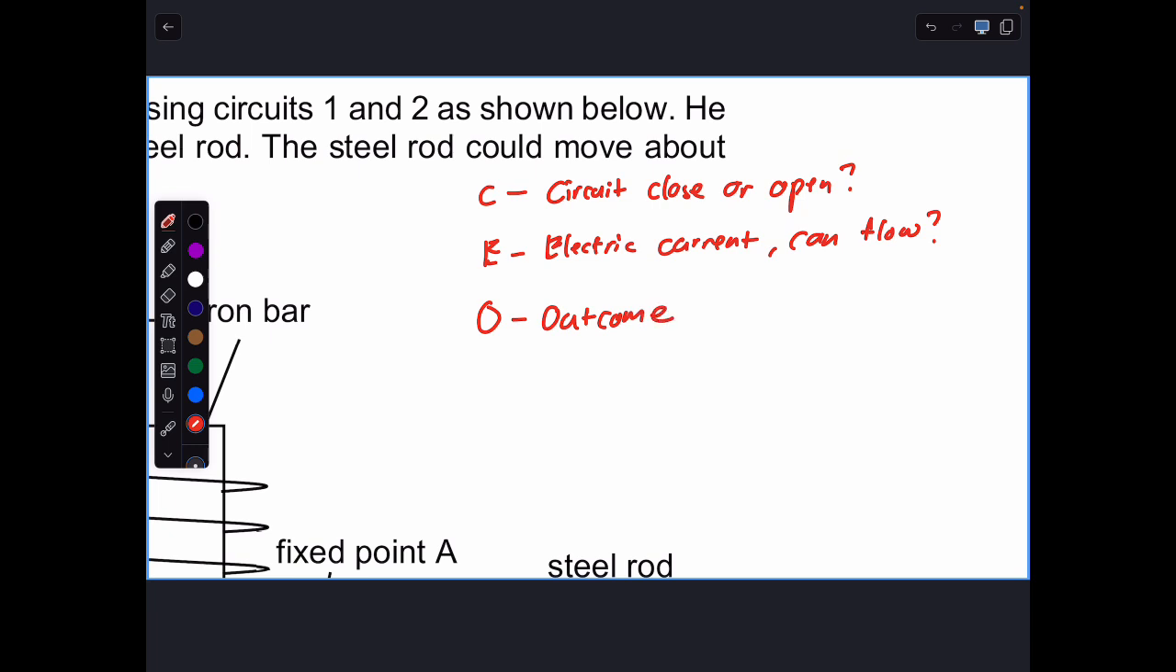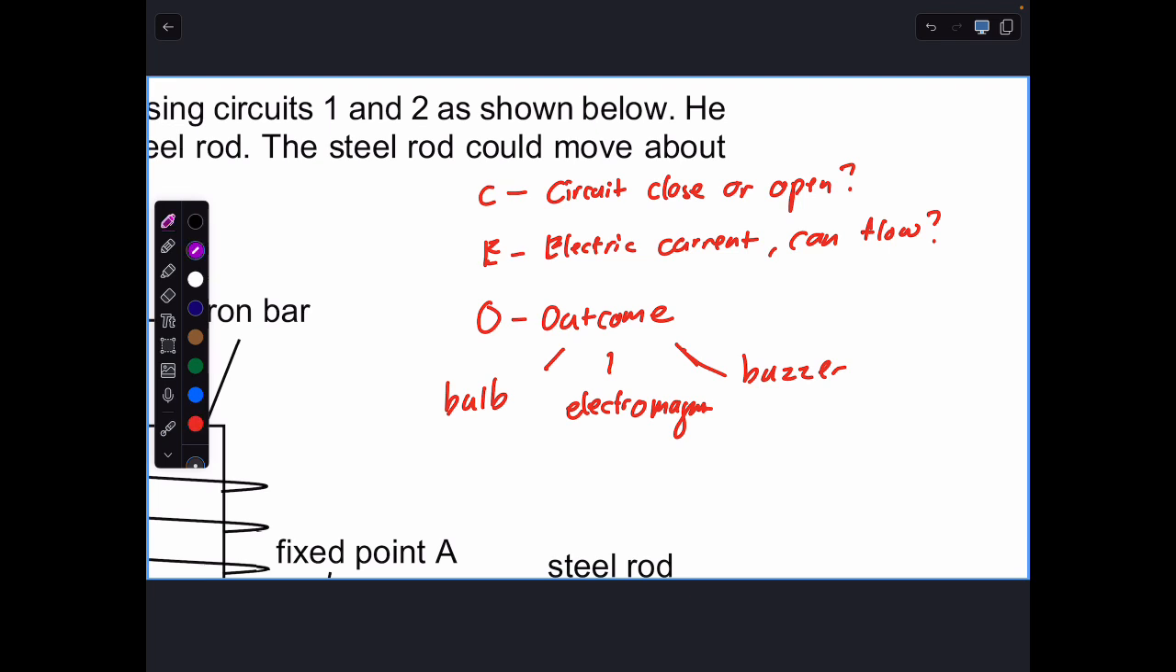Now the outcome usually has three possibilities. Is the bulb lit up or not? Does something become an electromagnet? And the last one is a buzzer, or a bell, or whatever it is. There are commonly three things that could happen.